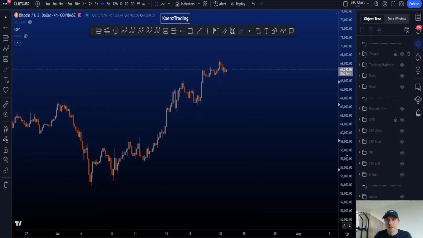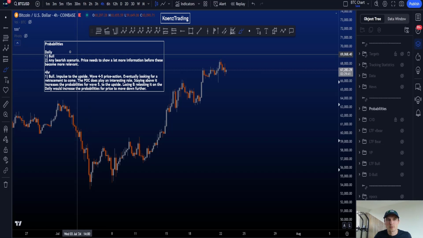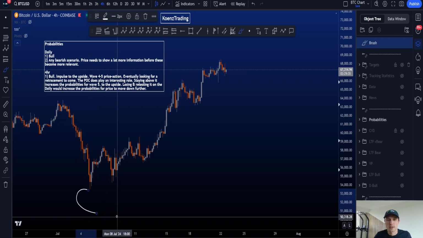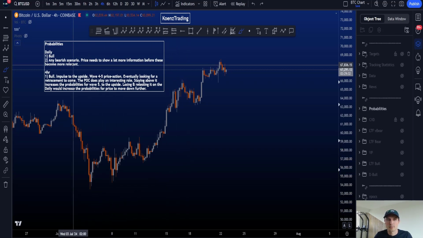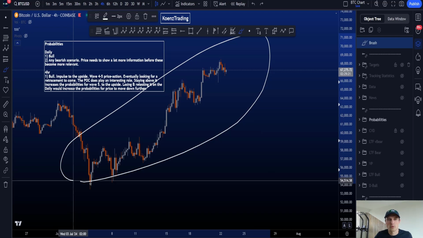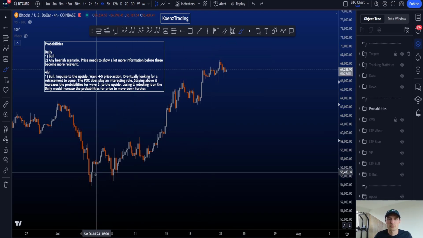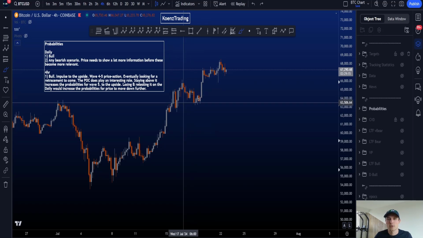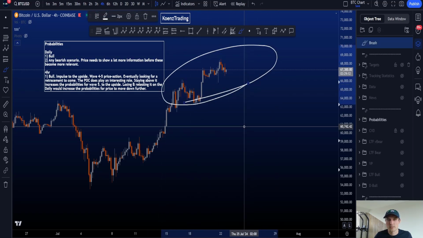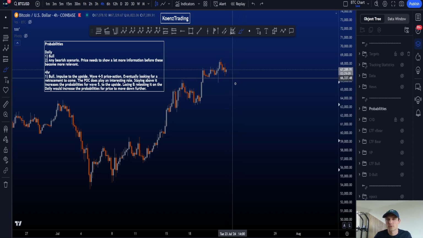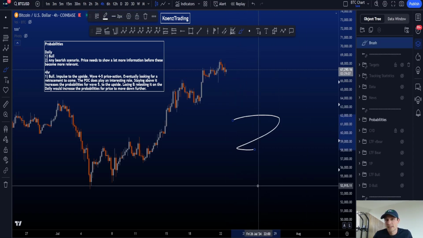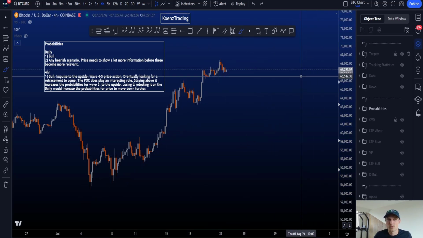And if we then finally look at the probabilities of the different scenarios, then on the daily time frame, the probabilities are highest for the bullish scenario, where we have a low in a wave C and look for an impulse to the upside. On the number 2 spot, we have any bearish scenario, but price needs to show a lot more information before the bearish scenarios become relevant. On the 4-hour time frame here, the probabilities at the moment are highest for an impulse to the upside, a 5-wave structure, looking for wave 4 and wave 5 price action, and eventually, of course, we then look for a retracement to the downside in a wave 2 in the bullish scenario for a 1-2 and continuation to the upside.